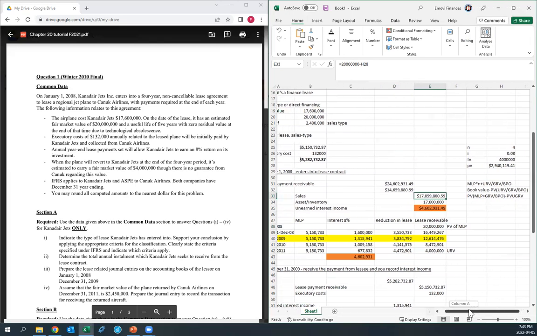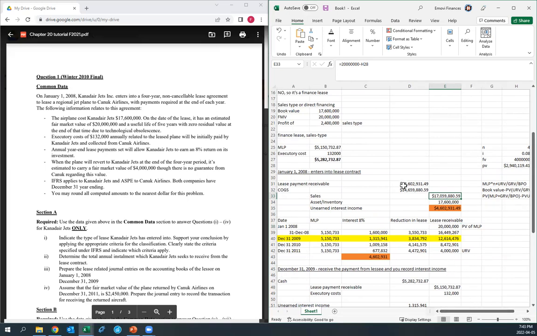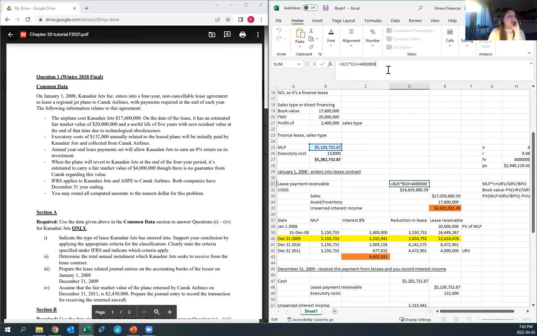Not the sell. Sorry, the lease payment receivable was 20 million, not 24. Did you have... Usually, yeah. If you send me that problem so I can look at it, I'll clarify on the Facebook group, but it's like he's missing the interest portion of the lease in his answer.